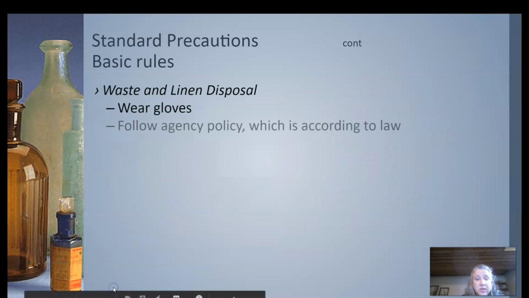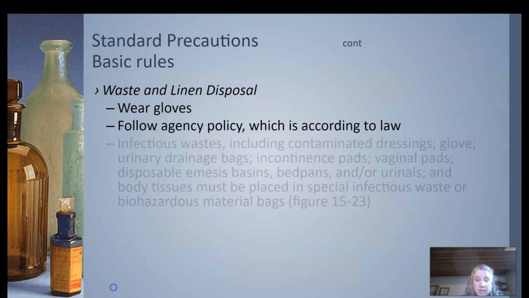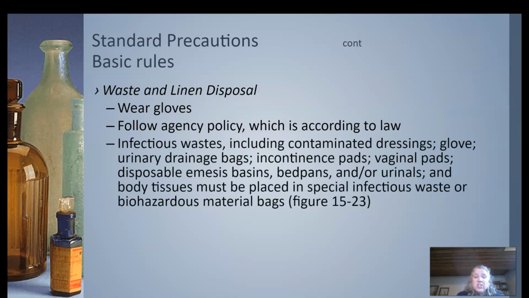Waste and linen disposal. Again, you're going to wear gloves. And why do you wear gloves? Because you could come into contact with bodily fluids. You want to follow your agency policy, which is also according to the law. Infectious waste includes contaminated dressings, gloves, urinary drainage bags, incontinence pads, vaginal pads, disposable emesis basins, bedpans or urinals, and body tissues must be placed in specific infectious waste or biohazardous material bags.